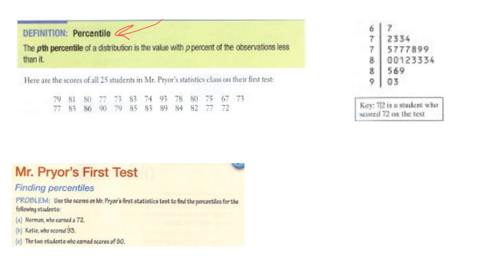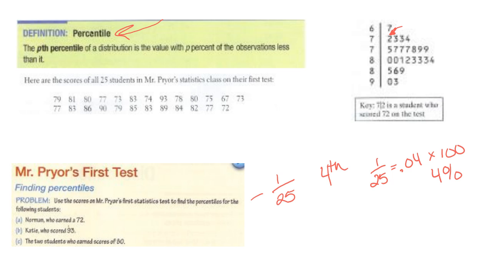Okay, so I think the stem plot is a little bit easier to look at because they've put them in order for you. So here's the 72 right here. So there is only one score that is less than the 72 out of 25. So Norman would be at the 4th percentile, or 4% of the scores were lower than Norman's, right? If we do the actual math, we get this times 100, we get the 4%.